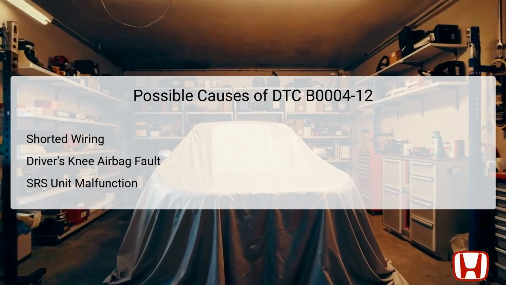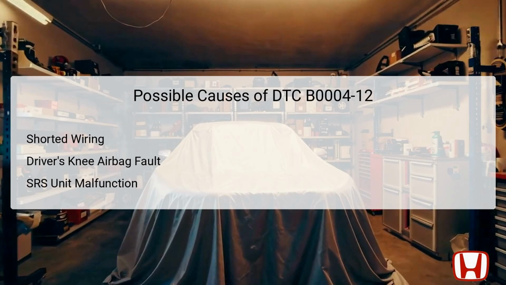There are several possible causes for DTC B0004-12. First, shorted wiring could be a primary suspect. This typically involves a wiring harness malfunction, where the wire strands may touch each other or another power source, resulting in an unintended voltage increase.